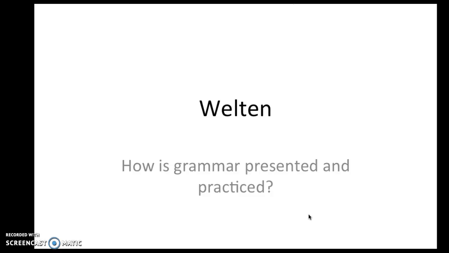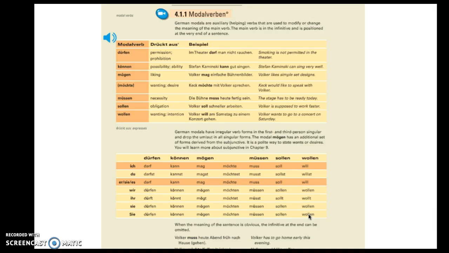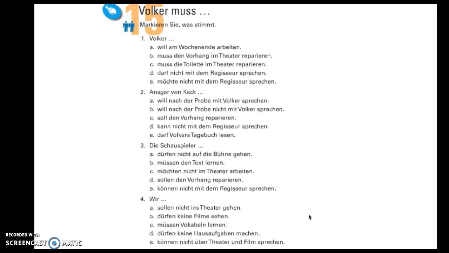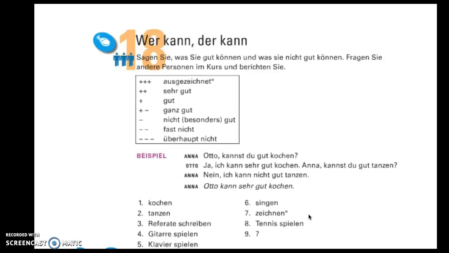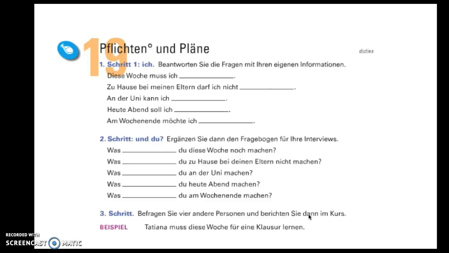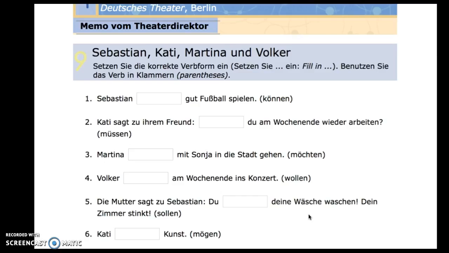So how is grammar presented? We have grammar sections where grammar is presented in English, and then followed by activities that go from easy, inductive, deductive to productive exercises. And then we also have additional exercises in the iLrn, what used to be a workbook. They're called SAM activities, and they are in addition to the textbook activities.